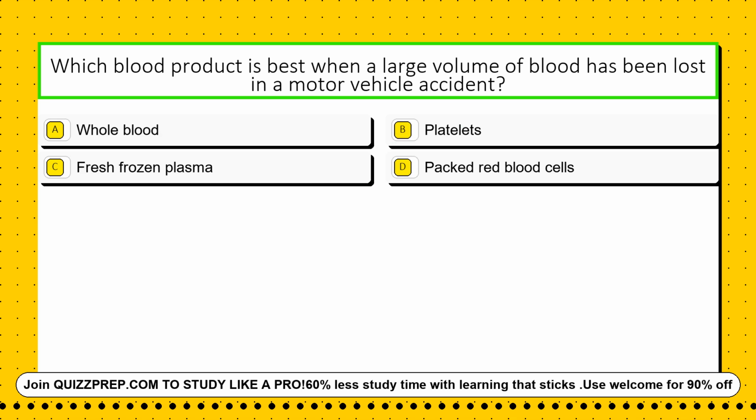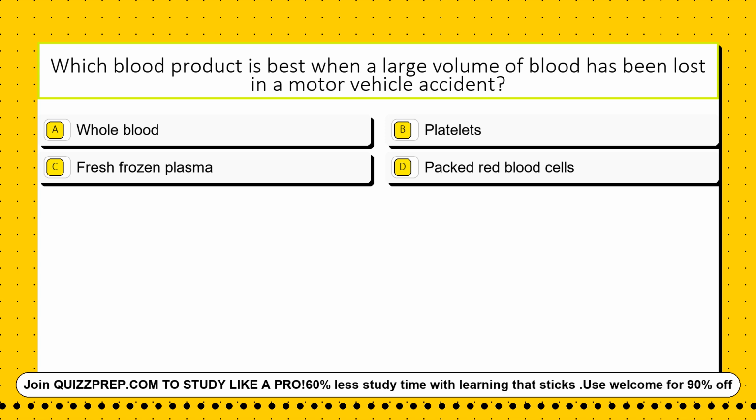Question 22. Which blood product is best when a large volume of blood has been lost in a motor vehicle accident? Option A, whole blood. Option B, platelets. Option C, fresh frozen plasma. Option D, packed red blood cells.